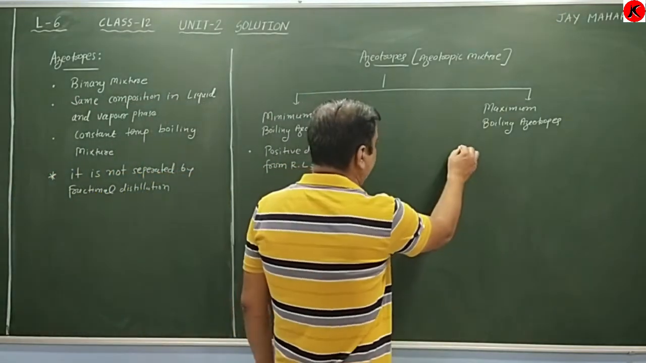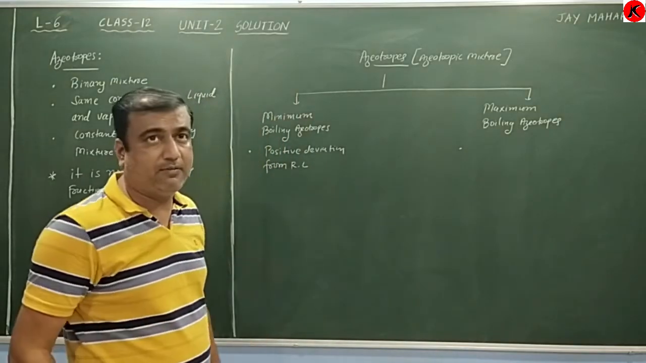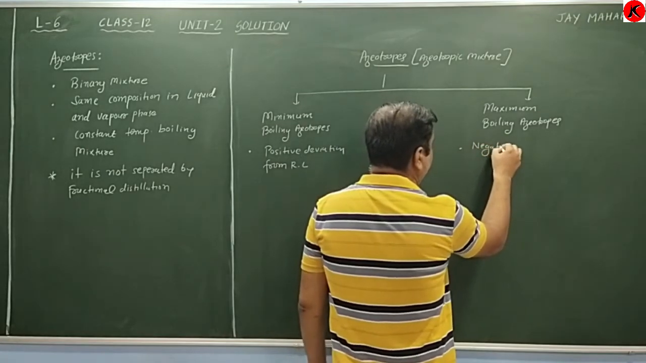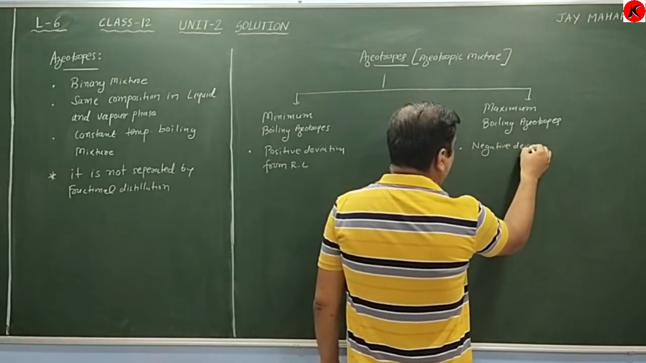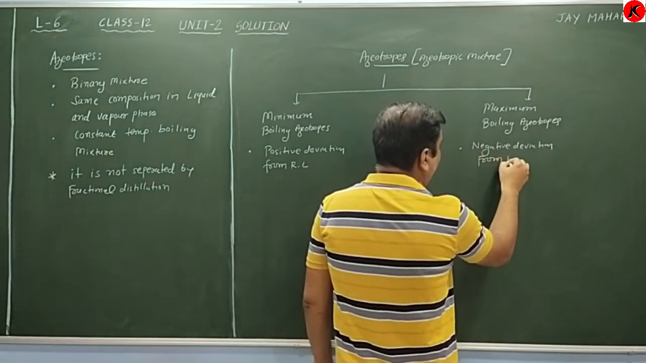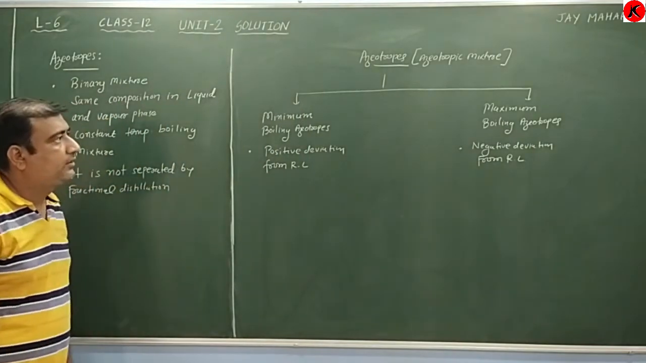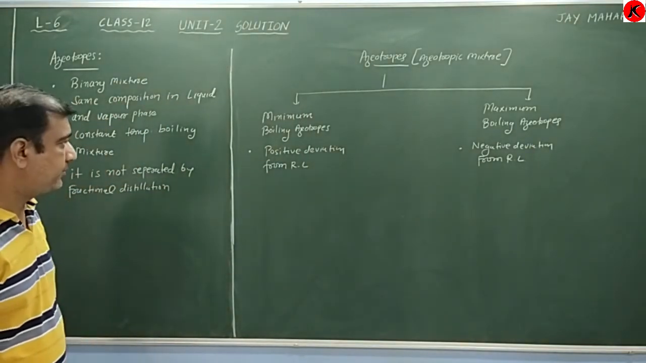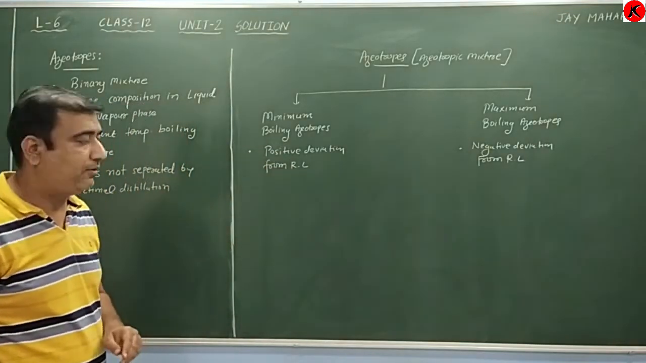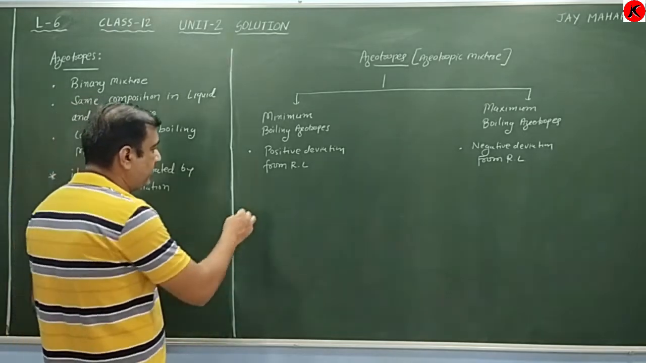Obviously, if the non-ideal solution has negative deviation from Raoult's law, then it forms maximum boiling azeotropes. Why does a solution having positive deviation from Raoult's law form minimum boiling azeotropes?